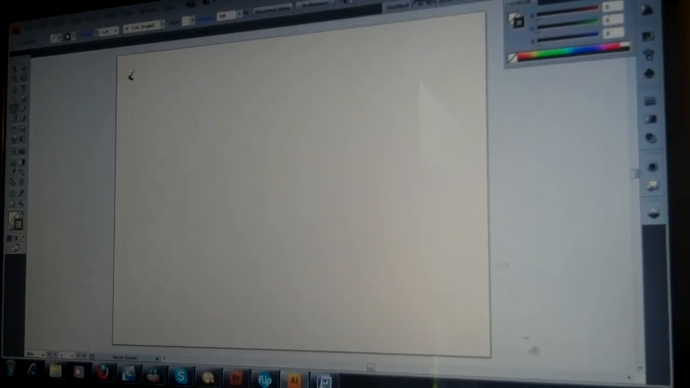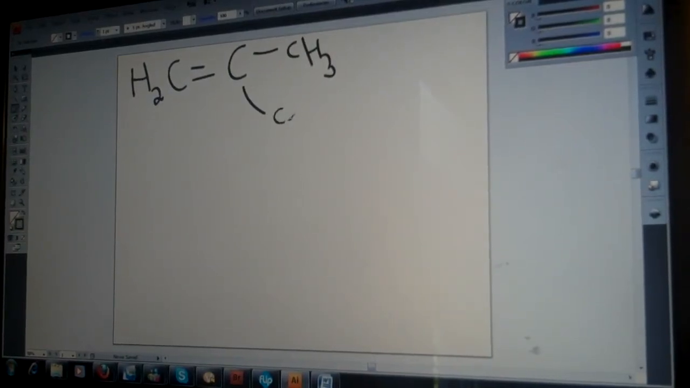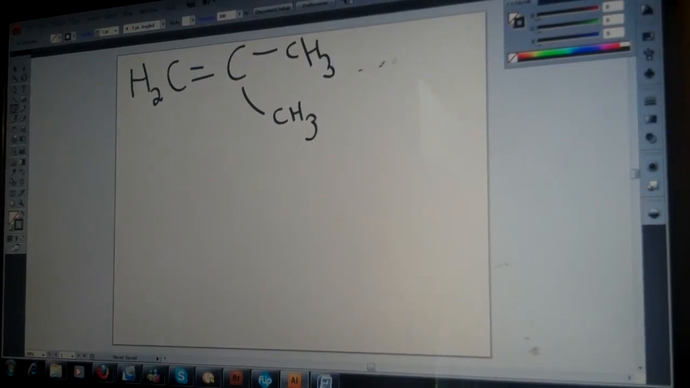Okay, so this is one of the questions that would appear on the exam. CH2, C, double bond, C, CH3, CH3. I apologize for my handwriting, but anyway, let's go. So this is what the question would look like.